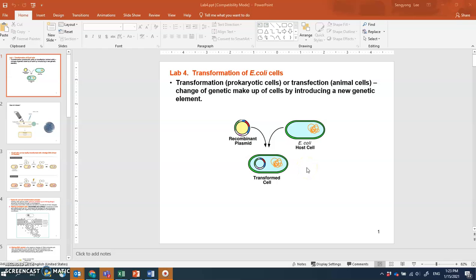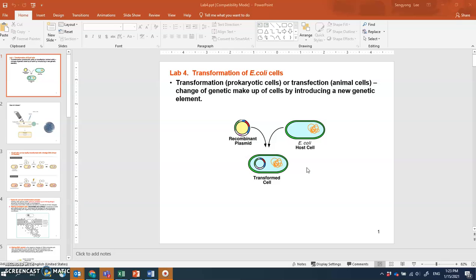Okay, Lab 4. Lab 4 will do an experiment on E. coli cell transformation. Hopefully by this time we'll be able to meet face-to-face and can explain this to you in person, but just in case, I'm narrating this lab so you can take a look at it to prepare at your convenience. So I'll post it on the course shell.